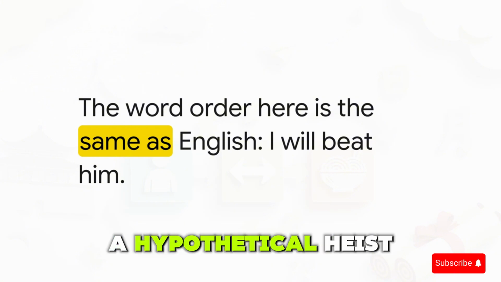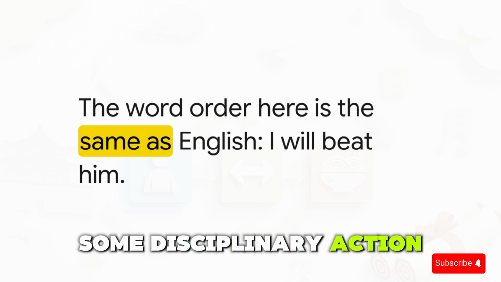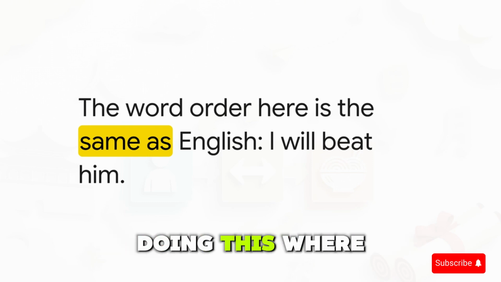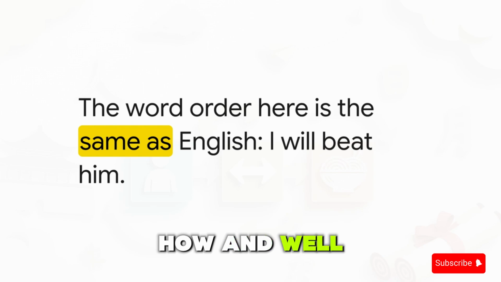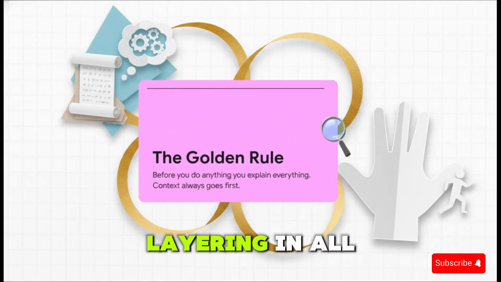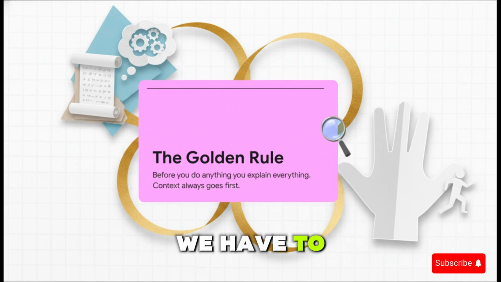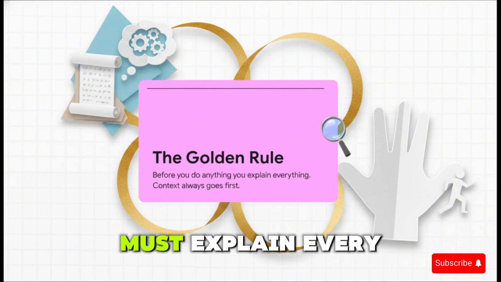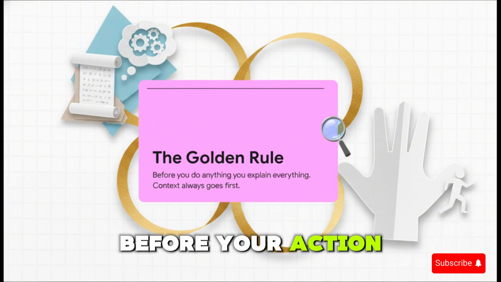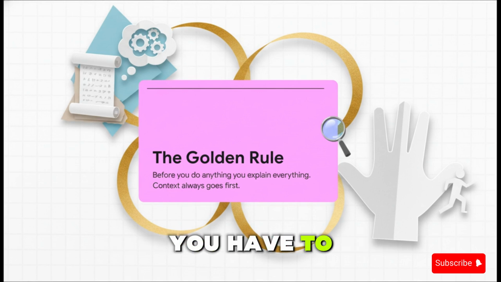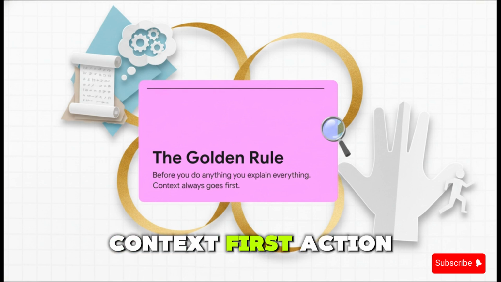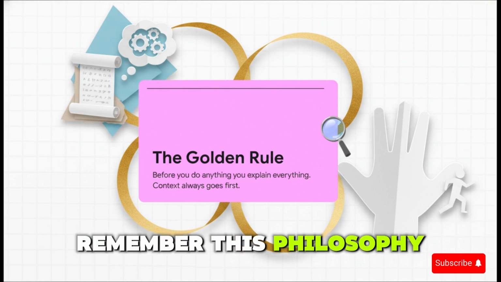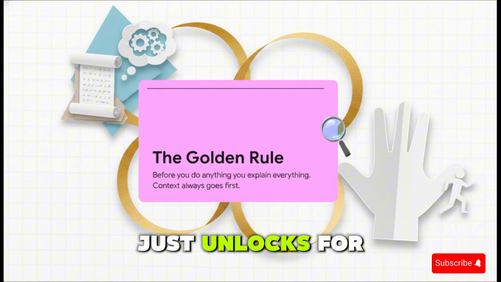I mean, if we're planning a hypothetical heist or some disciplinary action, we need details. When are we doing this? Where? How? And, well, how badly? But wait, before we start layering in all those juicy details, we have to establish the absolute ultimate law of the Chinese language. The golden rule dictates that you must explain every single detail before your action. Literally, before you hit someone, you have to explain everything about it. Let's lock this in together. Context first, action last. Remember this philosophy, and I promise you, the entire language just unlocks for you.